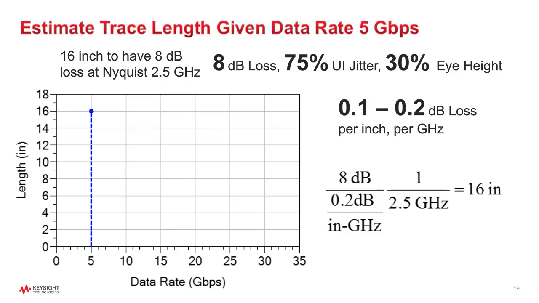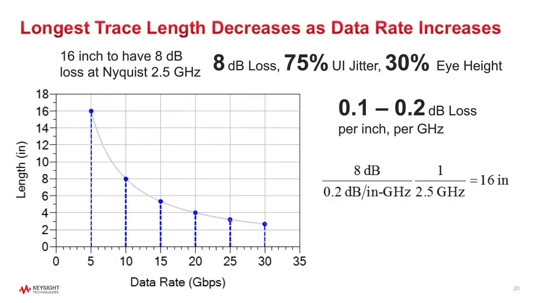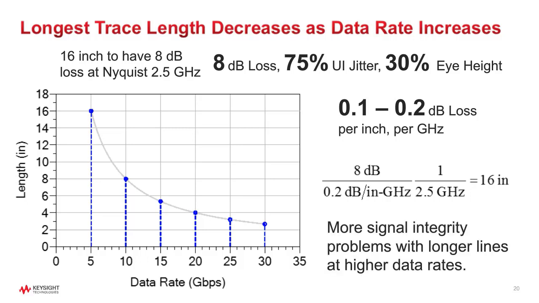Now, if we increase the data rate while maintaining the same A73 metric, we will see a plot that goes like this. As we go up in frequency, the length we can tolerate at 8 dB of loss is a lot less. It's decreasing. So here's the punchline. This is the reason why there are more signal integrity problems with longer lines at higher data rates. Because given 0.1 dB per inch per gigahertz of loss, at 30 gigabit per second, you can only have less than 4 inches of trace to have 8 dB of loss.